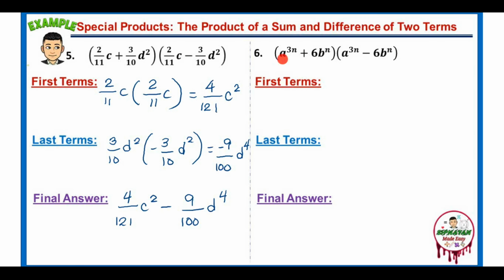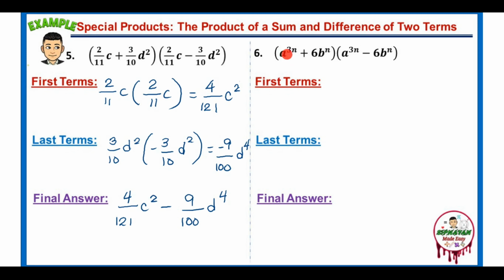Let us consider our last example. We have the quantity of a raised to 3n plus 6b raised to n times the quantity of a raised to 3n minus 6b raised to n. If we're going to observe, they are conjugate binomials. Therefore, to obtain their product, we're going to multiply their first terms and last terms.